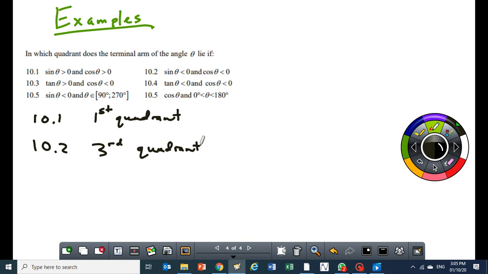Then let's move on. I can't do all of them. I'm going to do 10.5. Sine theta is negative, but theta is between 90 degrees and 270. How many quadrants are between 90 and 270? 2 quadrants, the second and the third quadrant. So among those 2 quadrants, in which one is sine negative? The third. So this one will be the third quadrant.